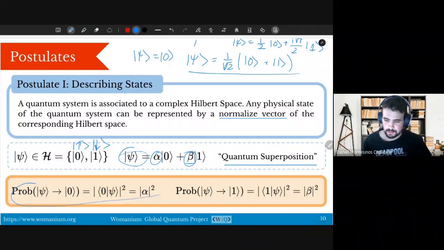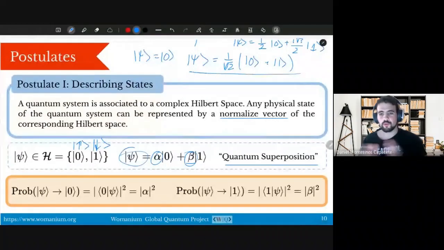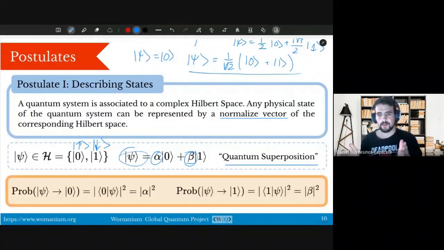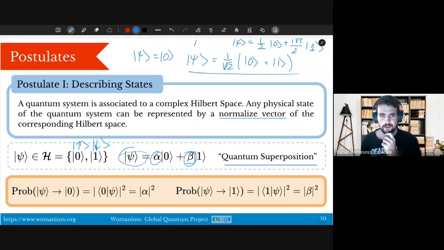Because as you have seen here, when you measure the vector, you are going to get either 0 or 1. When it gets to measuring the system, you are not going to find that it's in both states. You are going to get either 0 or 1 when performing the measurement. We will also detail more about this in the next postulates. But the thing is that this coefficient here gives you the probability of getting one state or another when measuring.